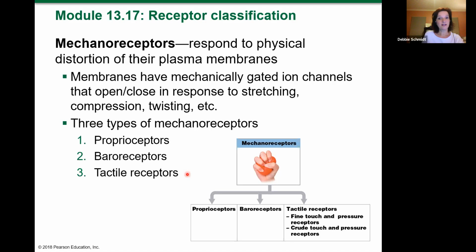We also have tactile receptors. We talked about some of these, like Pacinian corpuscles and Ruffini corpuscles, or better known as lamellated corpuscles and bulbous corpuscles in the skin, and those distortions of those plasma membranes are going to give you information about deep touch, pressure, and vibration.